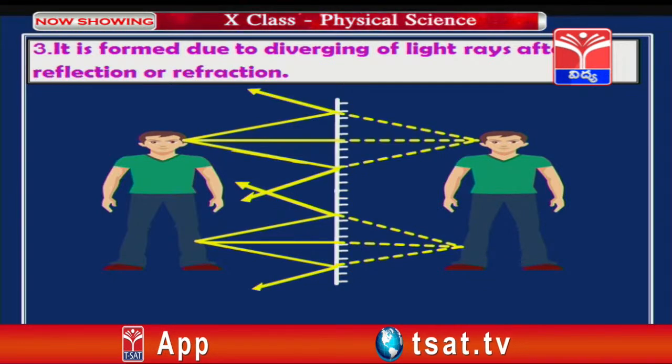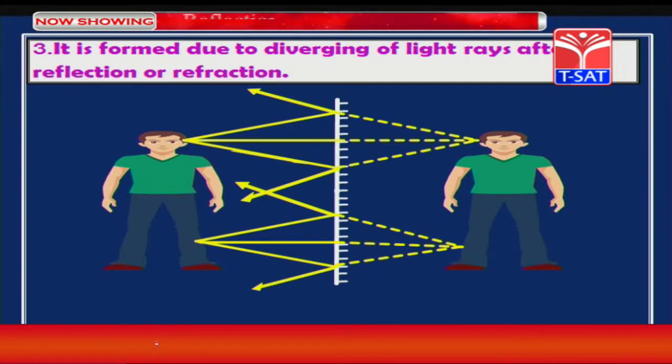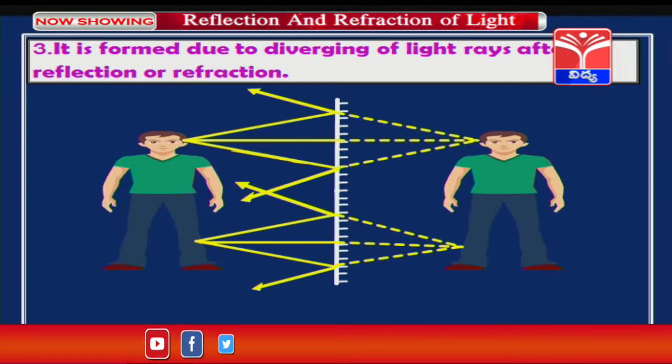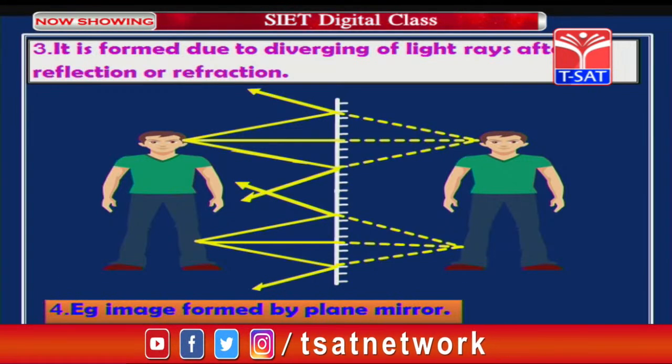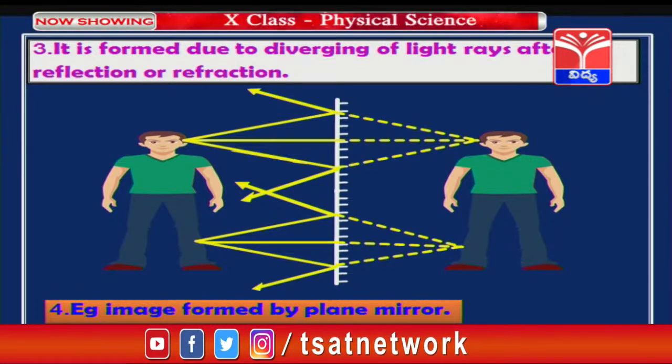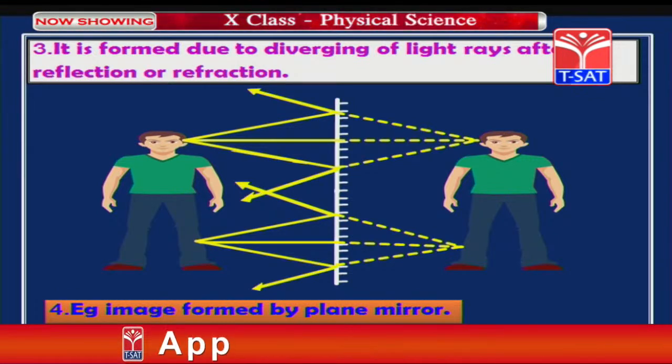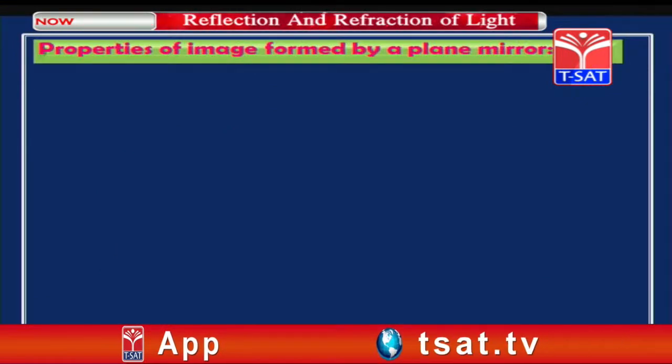Here light rays appear to be diverging from a point. So, it is virtual image. Virtual image is always erect image. Example for virtual image is image formed by plane mirror. Now, we will see the properties of image formed by plane mirror.